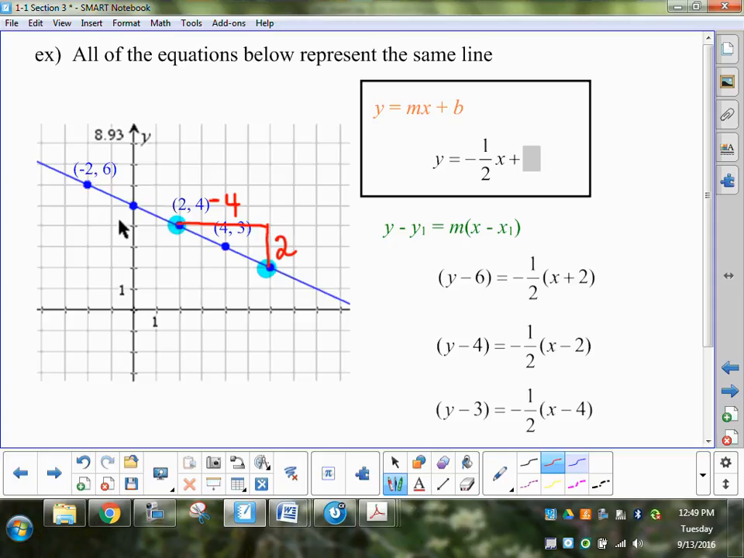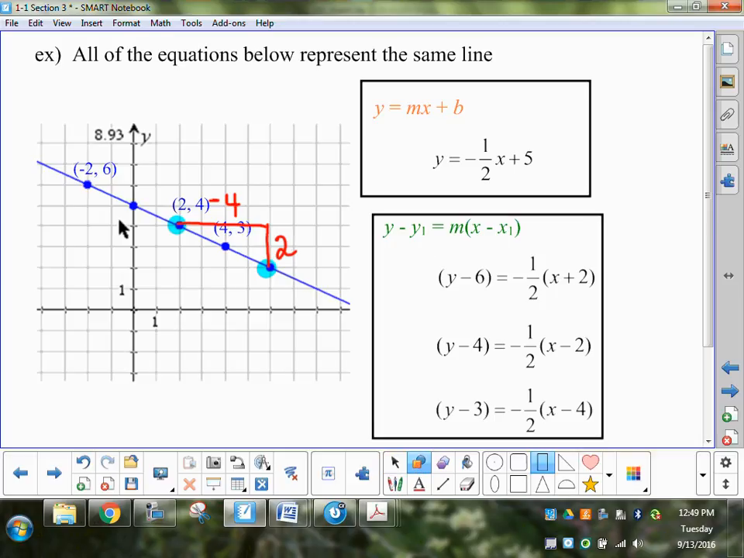And then we can look at the graph and determine what our b value is, or our y-intercept, because you know that it's going to cross at the point 0, 5. So you know what your y-intercept is. Now, these 3 manipulations of the other equation give you something that's congruent, or equal, or the same line as that y equals mx plus b.